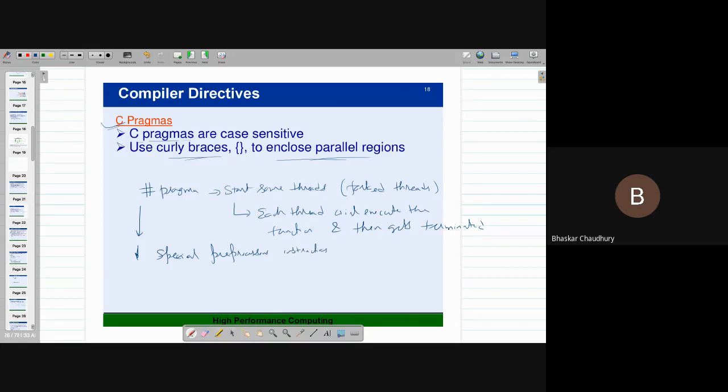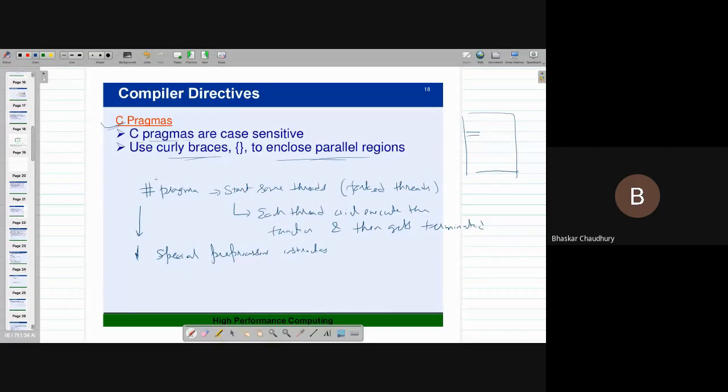Okay, so interestingly, the same code which you have, because what you are doing is taking a code and simply inserting these pragmas, or directives, whatever you call it. In C we call it pragmas. So what happens is that the same code can be executed serially also. If you are doing it serially, then simply these will be ignored.